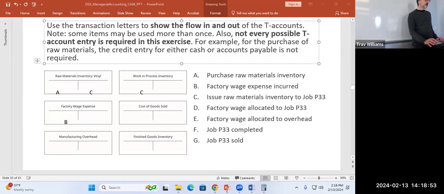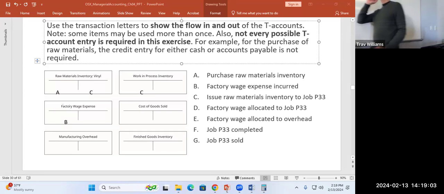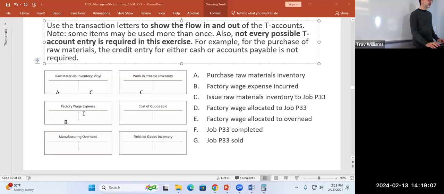Okay. Let's go to D. We allocate some of the factory wages to a particular job. How would we do that? Credit the expense. Okay, that's right. So it's going to come out of factory wage expense. Oh, that's better. Okay. And then what do we do?